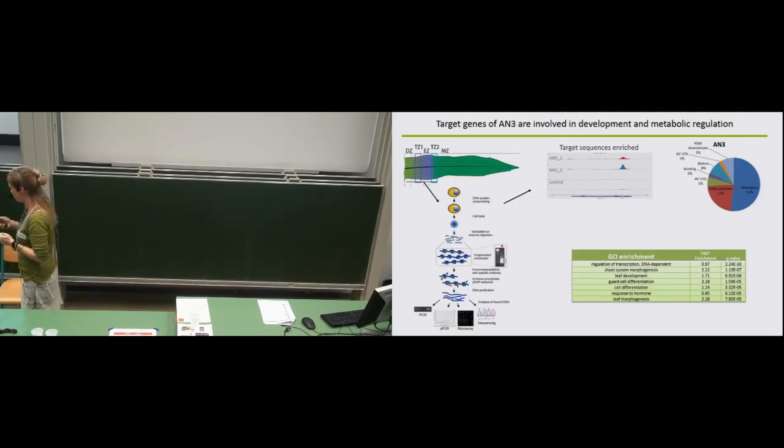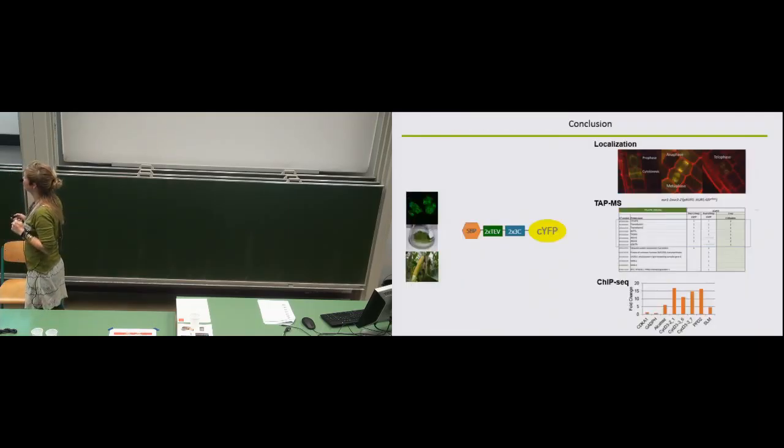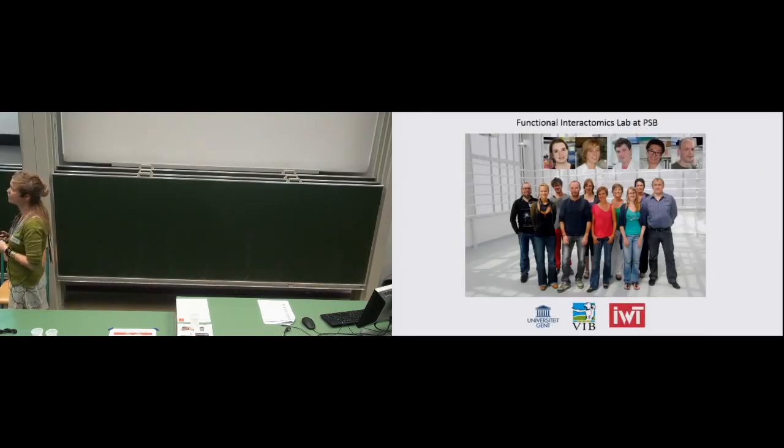And apparently I talk too fast because I'm already at my conclusion. So I just showed you that I can use the GSyellow tag, which is a new kind of TAP tag, for analysis of plant proteins in either cell cultures, plants or corn, to identify localization patterns, interaction partners, or target genes. And I'd just like to thank everybody in my group.